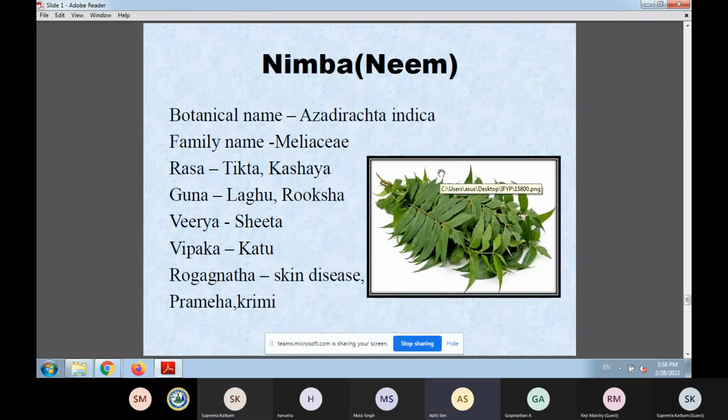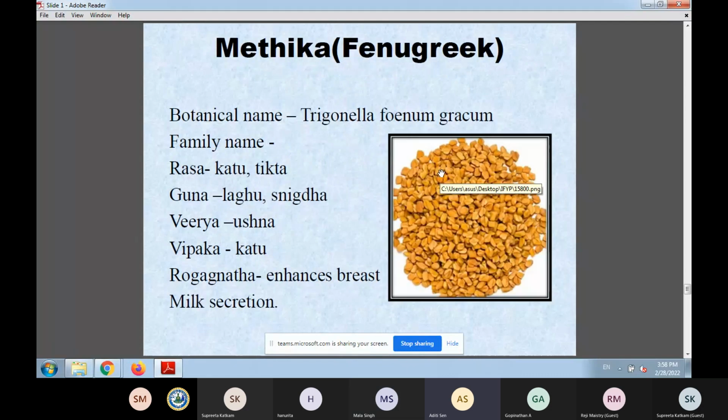I read fenugreek helps for Vata dosha, but fenugreek is not Madhura and Amla. See, we are not using fenugreek in Vata. Fenugreek helps for Vata dosha? No, it's not going to be helpful for Vata dosha.